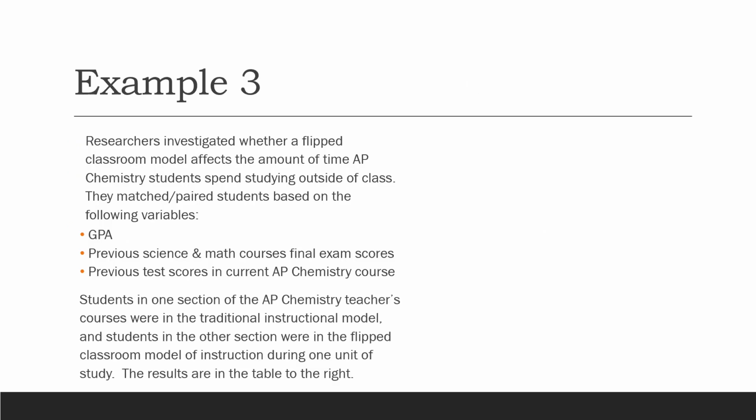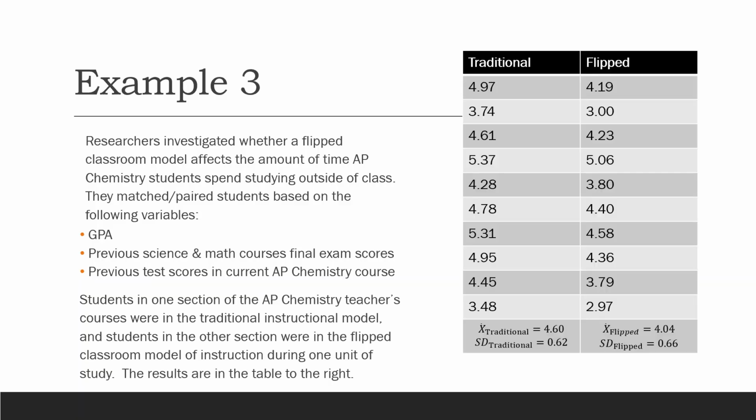Students in one section of the AP chemistry teacher's courses were in the traditional instructional model, and students in the other section were in the flipped model, right? And so we have some results of this study, right? We have the hours spent studying for students who were in the traditional model of instruction, and then we have the hours spent studying for students who were in the flipped instructional model, right?